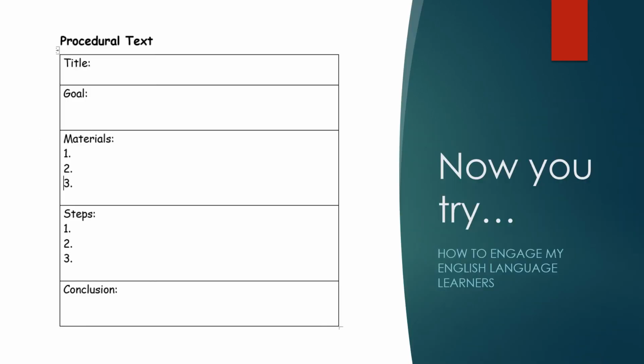Now we are at the you do portion of the lesson. As a teacher, you might try to create your own procedural text about how to engage your English language learners. For your students, perhaps the topic is how to be a great student or how to have a great school.